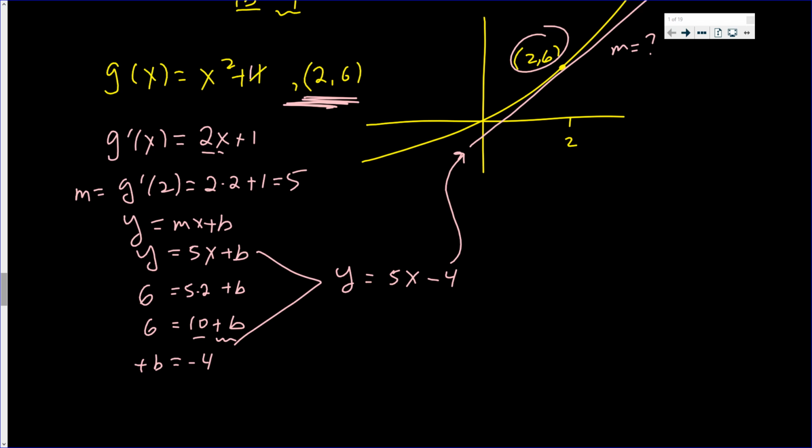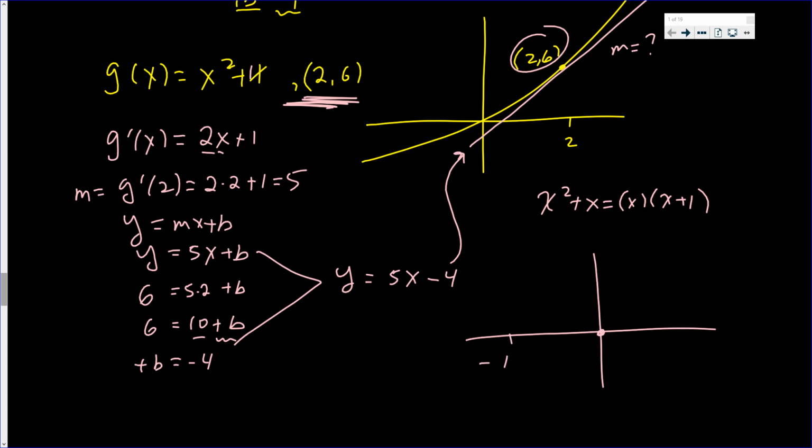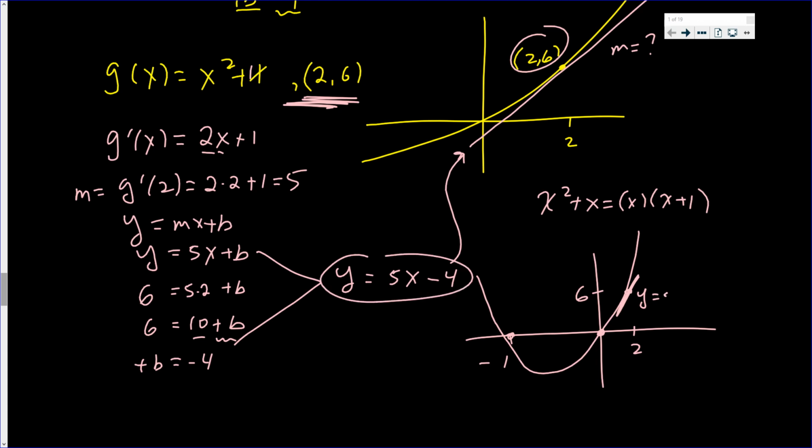Okay, if you really want to see this, x squared plus x, this factor is x, I didn't mean to put that bracket, but this other factor is x plus 1. So it crosses at the origin, it crosses at negative 1. The graph goes just like this, and at 2, that y value will be 6. And the equation of this line is right here, 5x minus 4. This completes the section on derivative rules.